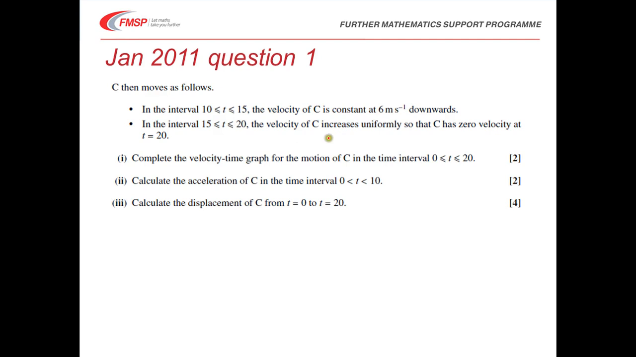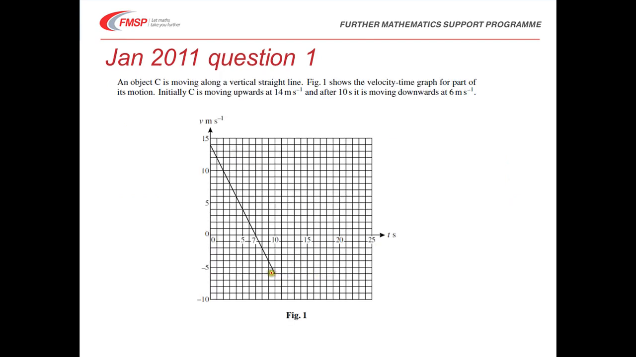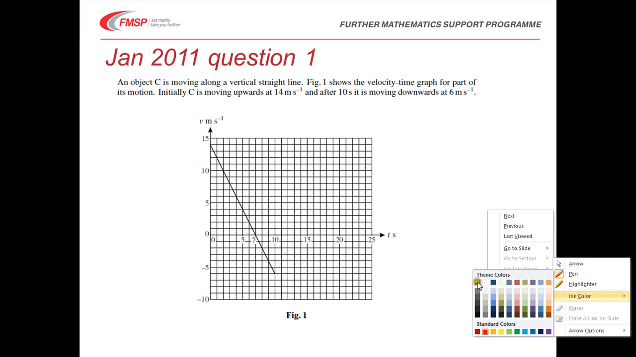We're then told that the velocity is going to increase uniformly, which means it's going to be a straight line until it has 0 velocity at t equals 20. So from the end of the horizontal line it will increase uniformly in a straight line up to a velocity of 0 when t equals 20. So let's have a look at what that will look like on a graph.